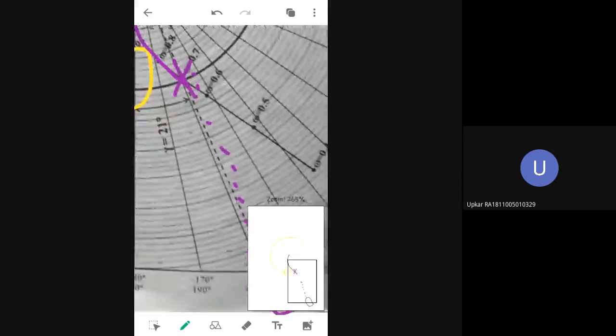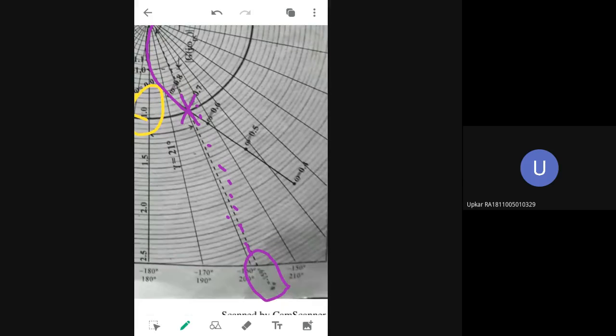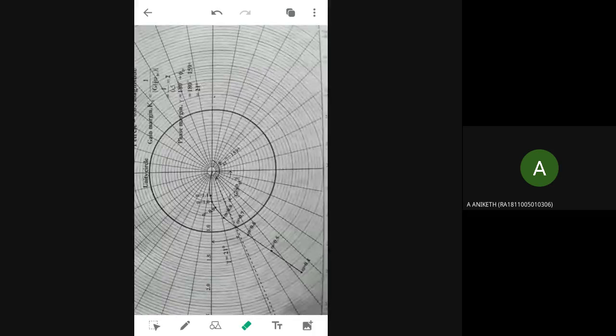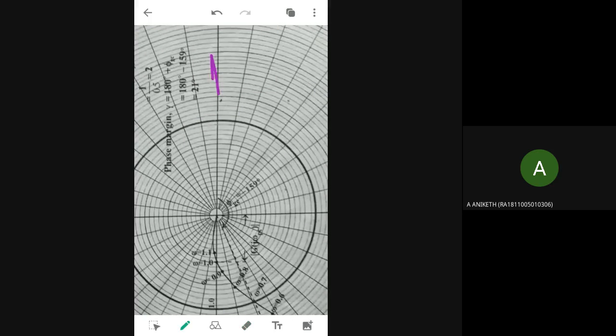I will zoom in a little more. Minus 159. So that will be my phi GC value. Then you know the formula for gamma. What is the formula for gamma? 180 plus phi GC. So 180 minus 159. What is the value of gamma now, the phase margin? 21. We'll check with the answer. 21. Okay, this is how we'll be finding the gain margin and phase margin.